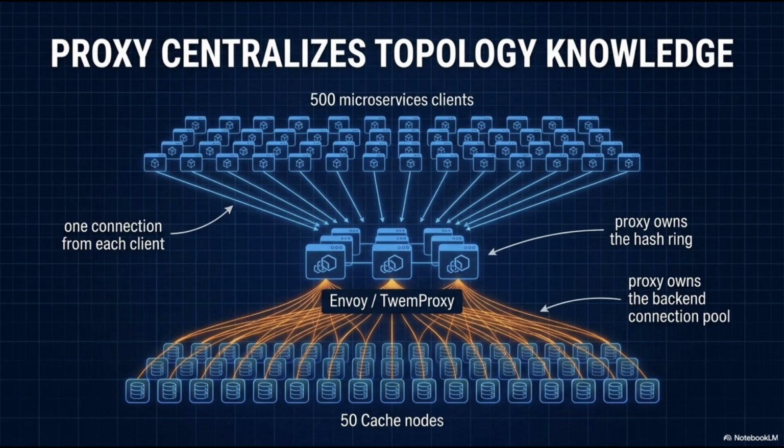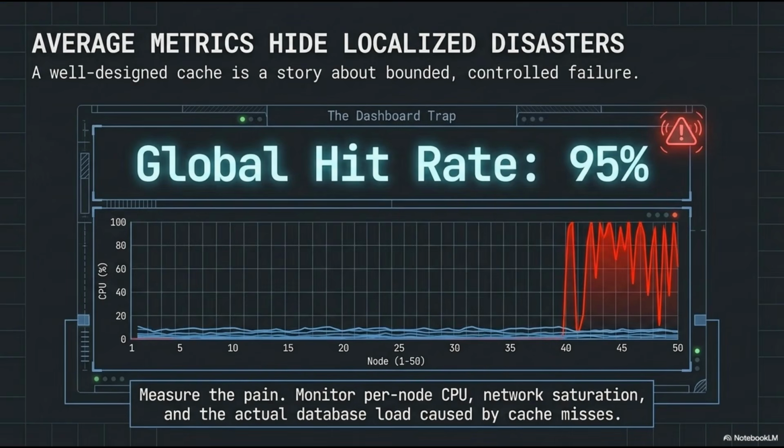Oh, observability is critical, and engineers get this wrong all the time. A 95% average hit rate looks phenomenal on a dashboard. Engineers will literally high-five over it. I've given those high fives. Right. But that average metric completely masks localized disaster. What if the remaining 5% of misses are the most complex multi-table join queries your database executes?